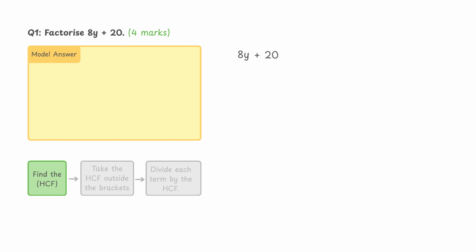We are trying to take out the highest common factor, also known as the HCF. So step 1, find the HCF. We look at the numbers in the expression, 8 and 20. Now we list the factors of 8. 8 can be divided by 1, 2, 4, and 8. Next, we list the factors of 20. 20 can be divided by 1, 2, 4, 5, 10, and 20.